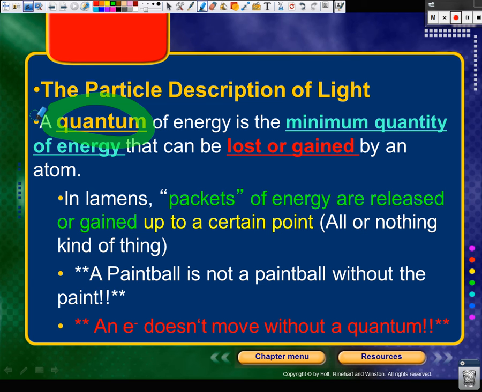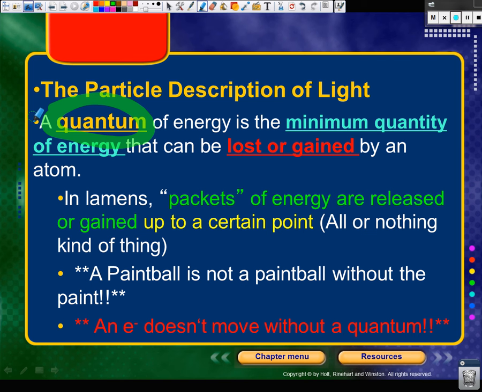Let me put it into an understanding that will be really easy for you guys. How many of you like playing paintball? All right. What makes a paintball a paintball? The paint. If you don't have paint inside of it, is it a paintball? No. So here's what I need you to imagine. The quantum is like the paint inside of a paintball. Well, light has a quantum.